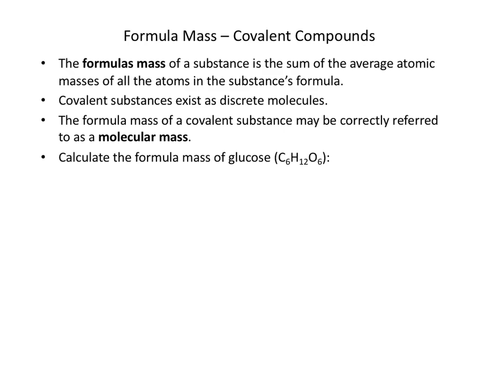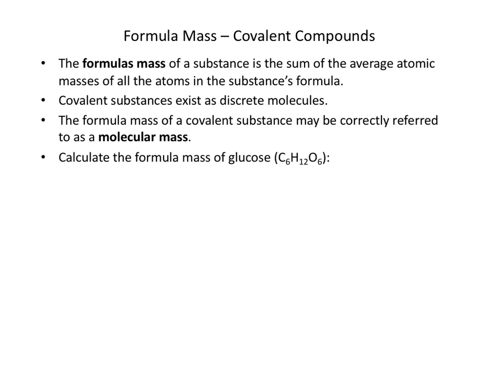This is going to be a quick video on formula mass. So the formula mass of a substance is the sum of the average atomic masses of all the atoms in the substance's formula. Now we know that covalent substances exist as discrete molecules, and so for covalent compounds, the formula mass can also be called the molecular mass. A more old-fashioned term is molecular weight, but we prefer the term molecular mass.